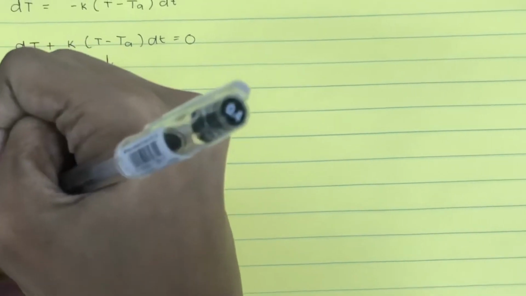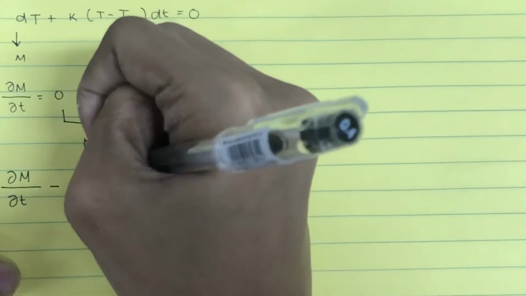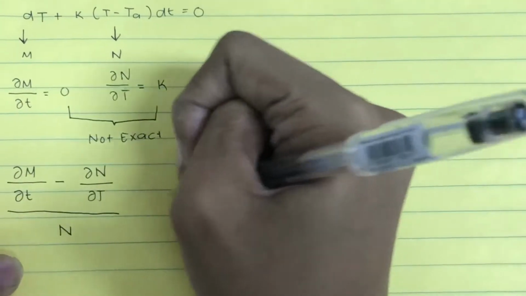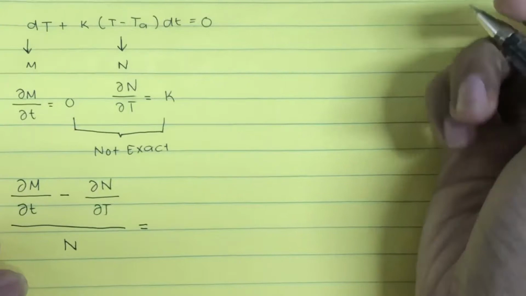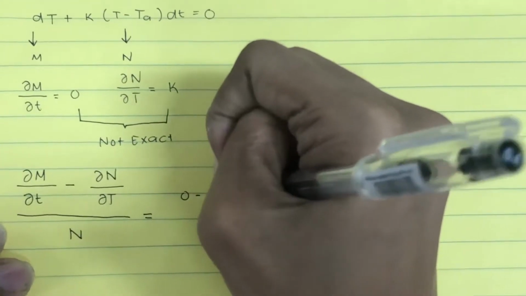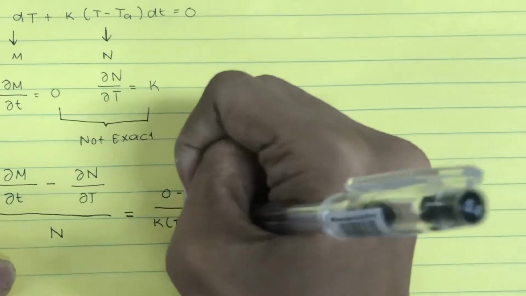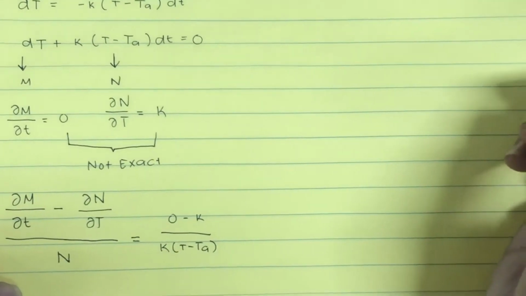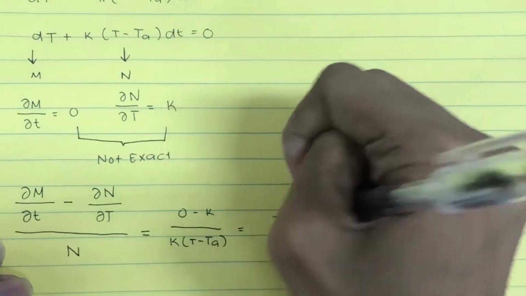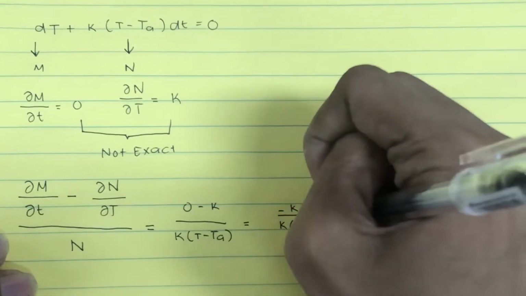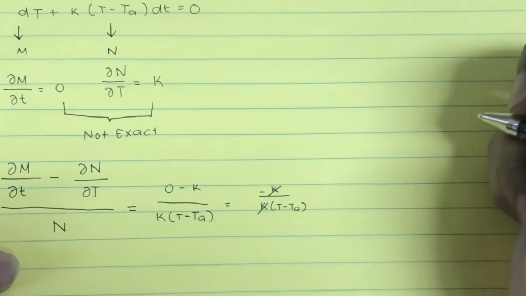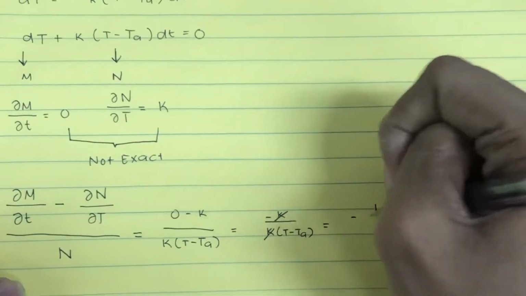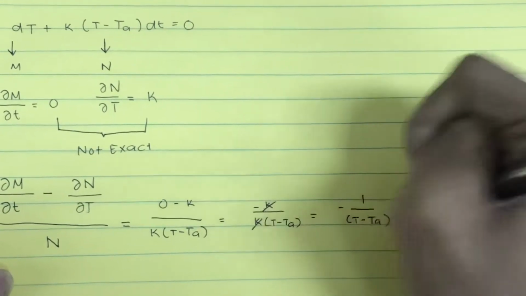To find the integrating factor, we take the partial derivative of M with respect to small t minus the partial derivative of N with respect to big T, divided by N. And solving for this, we get 0 minus k divided by k(T minus ambient temperature). Simplifying, we get negative k divided by k(T minus ambient temperature). We can cancel both these k's, leaving us with negative 1 over (T minus ambient temperature).